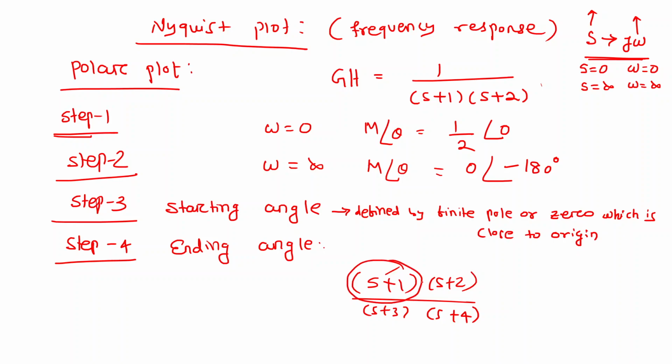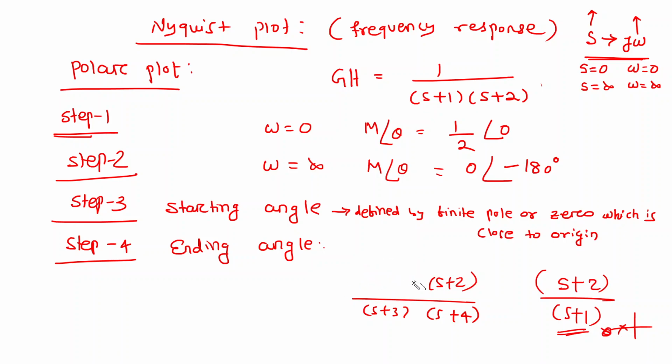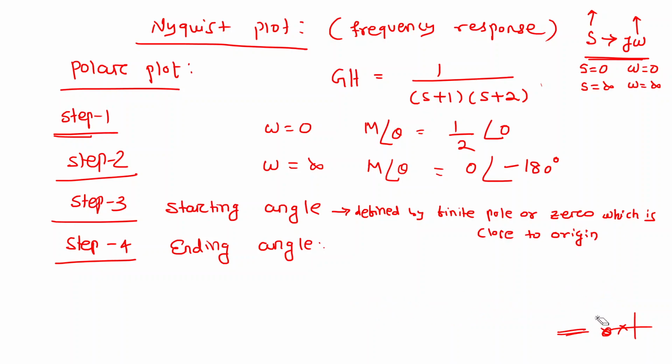And suppose I reverse the question, s plus 2 divided by s plus 1. In this transfer function, the pole is close to the origin, because minus 1 is close to the origin rather than minus 2. So you have to find out, out of all the finite poles and zeros, which is close to the origin. The starting direction we have to decide by that.